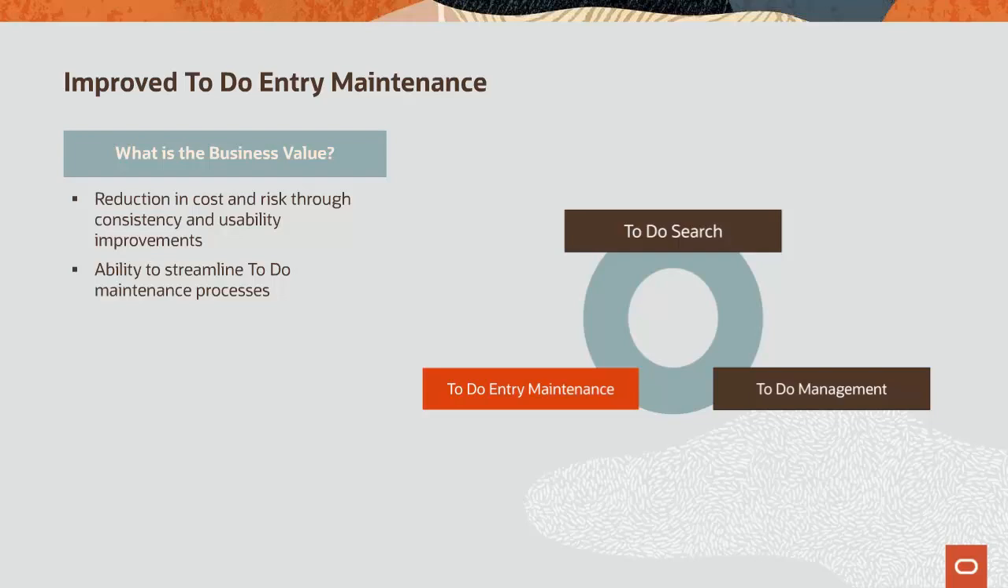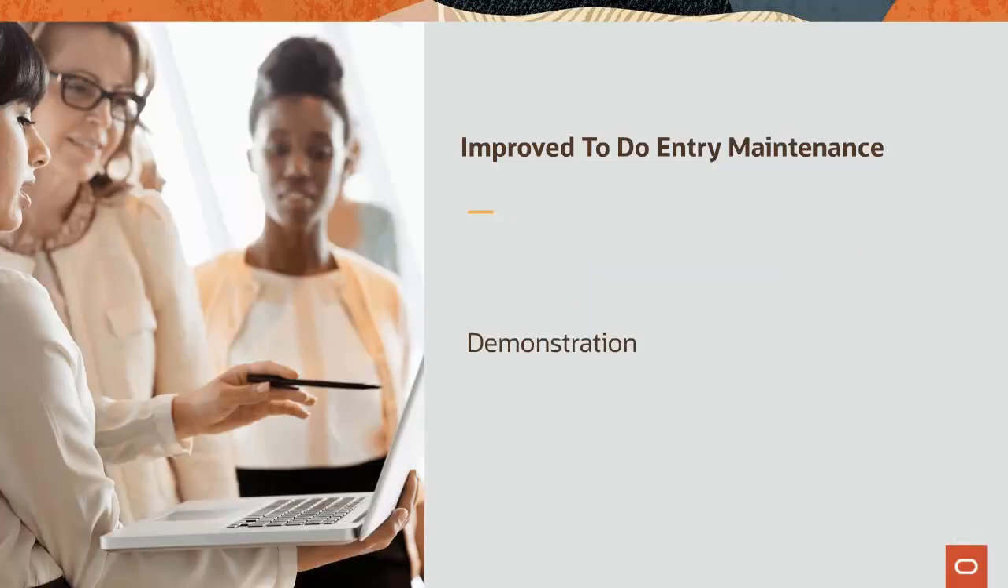The implementation of the improved to-do entry maintenance capability is primarily to help reduce cost and risk through consistency and improving usability, whilst helping companies streamline their to-do maintenance processes. This demonstration will show you how the to-do entry maintenance enhancements can be used by your business.